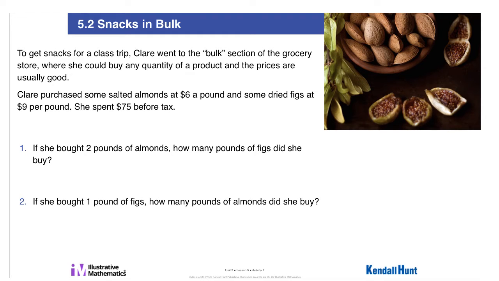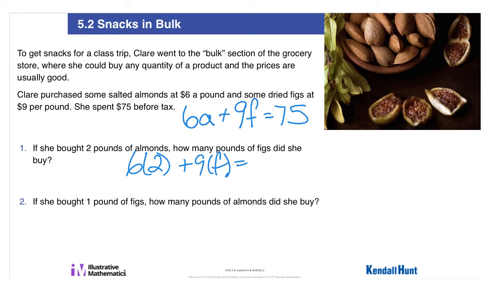Hopefully when you read this problem about Claire, you started thinking about equations like we've been seeing so far. So I'm going to write this out with $6 per pound for almonds and $9 per pound for figs. And that's going to equal the $75 she spent. So in number 1, if she bought 2 pounds of almonds, I'm going to plug in that 2 there for A. So I have 6 times 2 plus 9 times F equals 75.